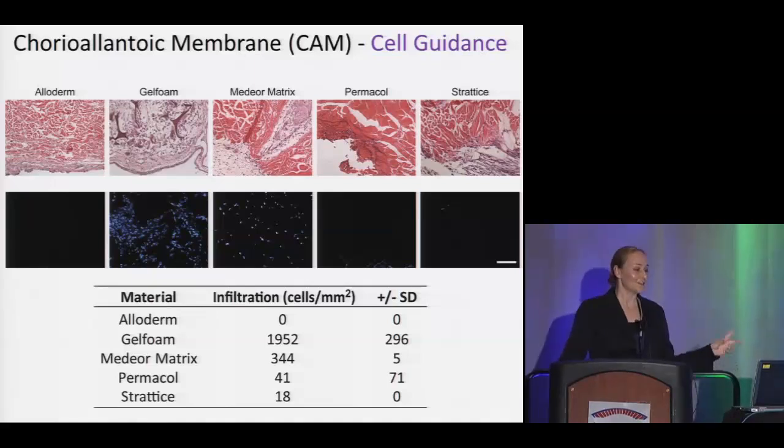And finally, alloderm, even though it had a very similar structure, as we saw from some of our other studies, architecturally as media matrix, from our earlier conditioned and elution studies, we saw that there was very little infiltration. And most likely there's something going on there that's causing rejection of the invagination of the CAM.